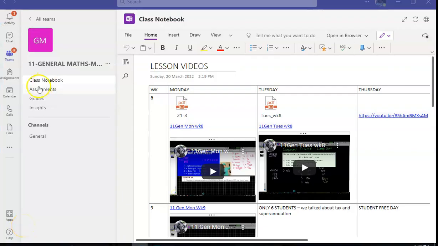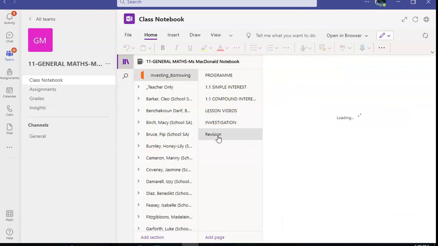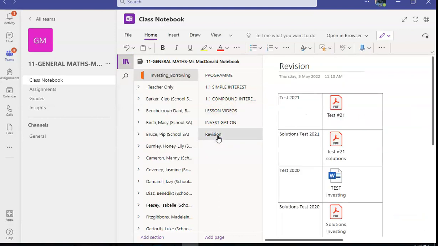So if you go here to class notebook, and then we go here, what are we in? Content library. Yeah? Yep, so if you just look here, just because I'm recording for someone else, so we look here, program, if you press revision, I've got your tests here with the solutions, okay?